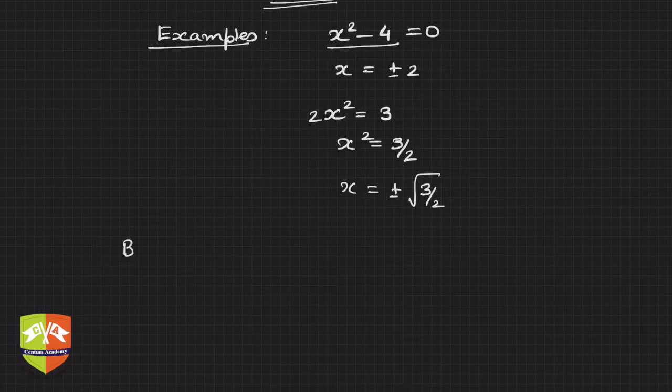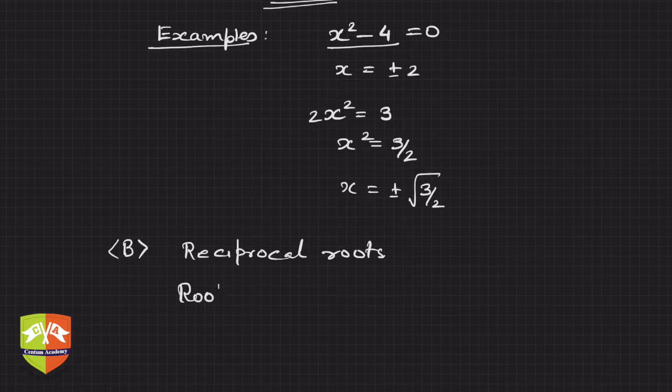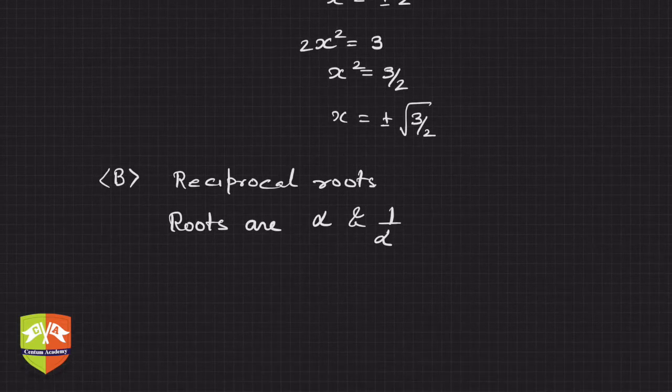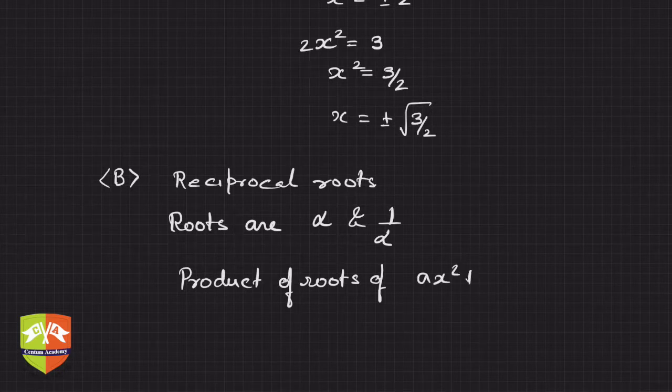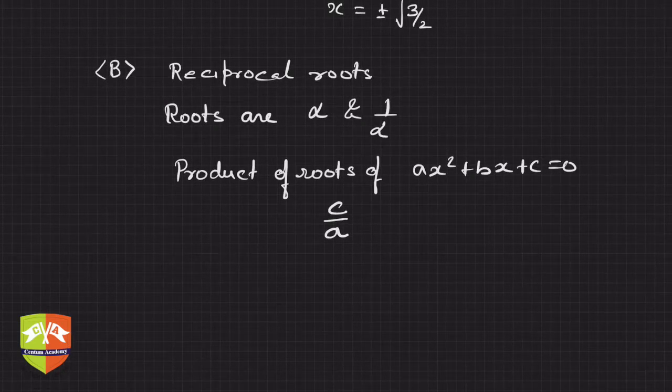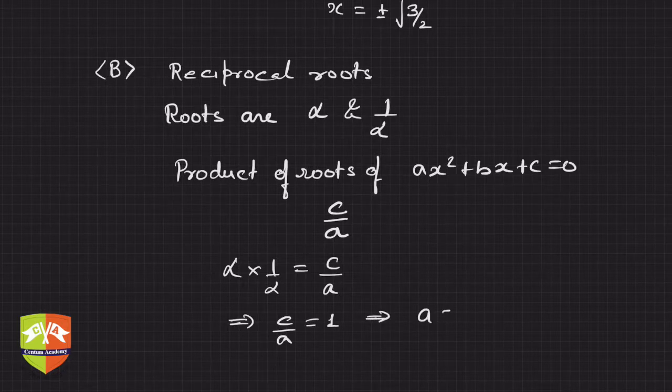What about case B? Reciprocal roots. Let us say the roots are alpha and 1 upon alpha. These are the two roots, and we know the product of roots, so you'll use this condition. The product of roots of the equation ax squared plus bx plus c equals 0 is nothing but c upon a, isn't it? So we get alpha times 1 upon alpha is c upon a. This means c by a equals 1. That means a is equal to c. So this is the condition for reciprocal roots, guys.